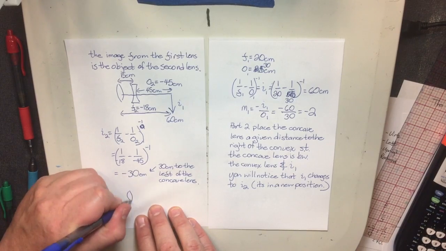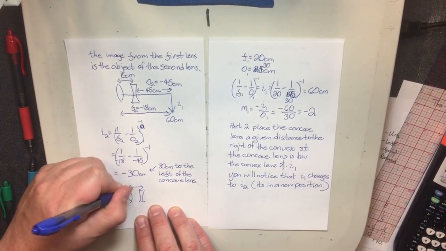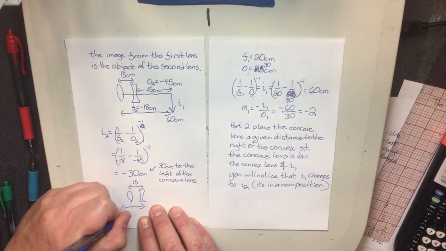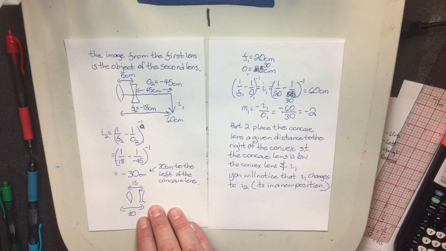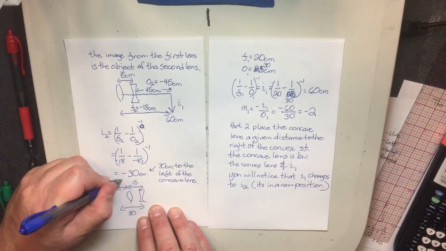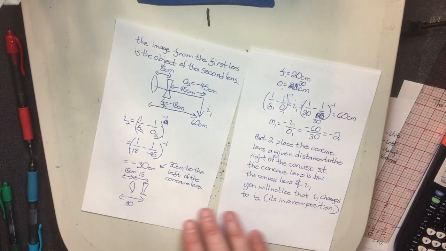So if this and this are separated by 15, then I2 is 30 centimeters to the left of the concave, which means it is also 15 centimeters to the left of the convex.